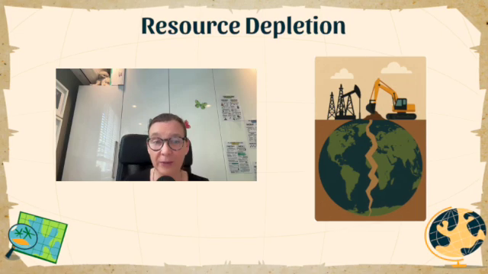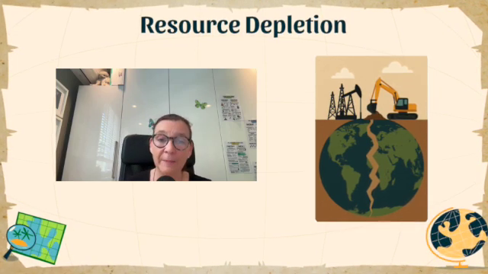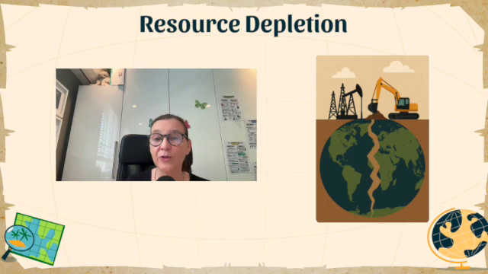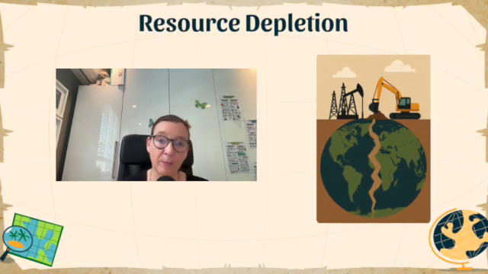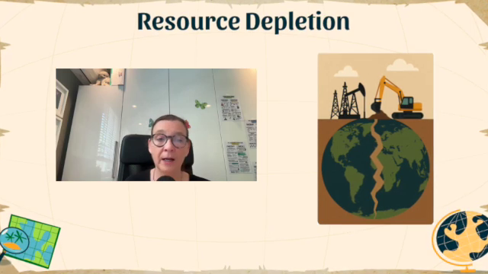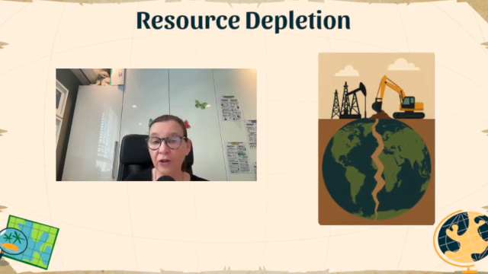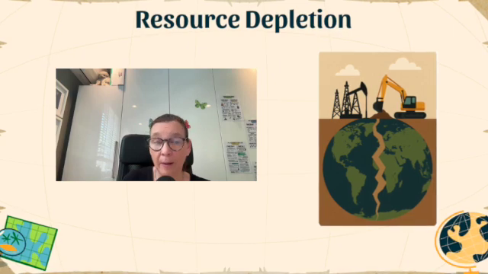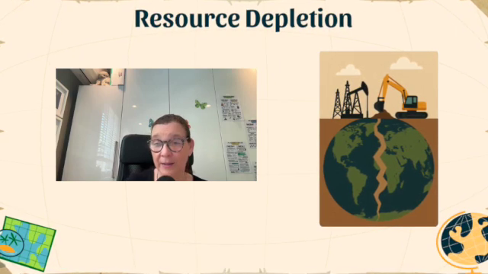So let's talk about resource depletion. Resource depletion happens when we use natural resources faster than they can be replaced. This creates big problems like scarcity, environmental damage, and even economic instability. A clear example is overfishing. When fish are caught faster than they can reproduce, populations collapse and entire ecosystems are disrupted.